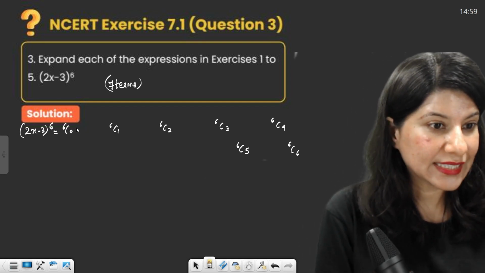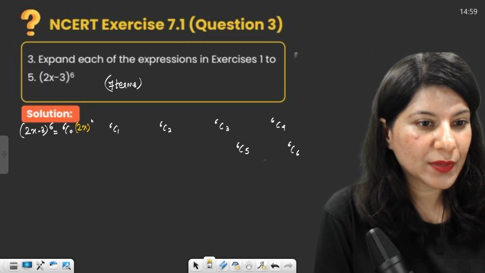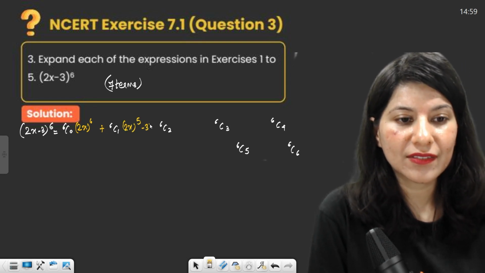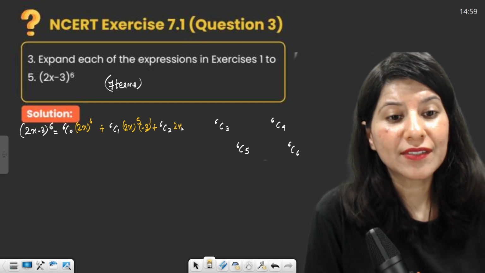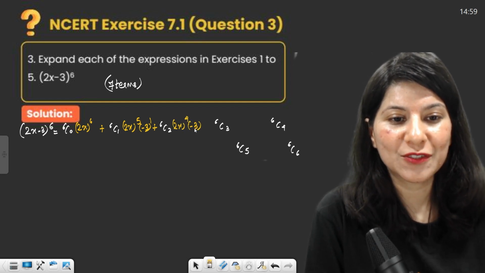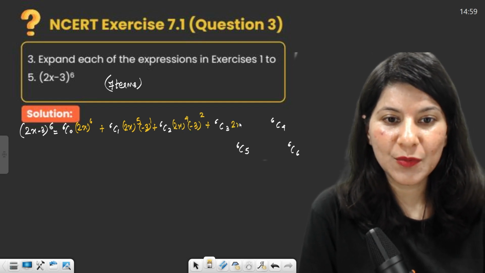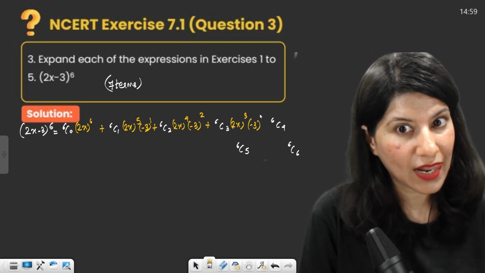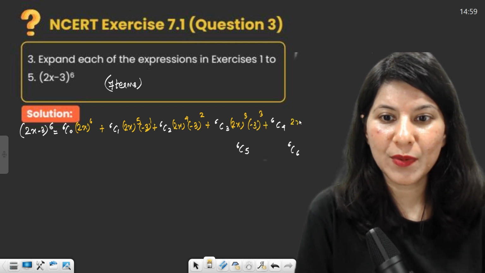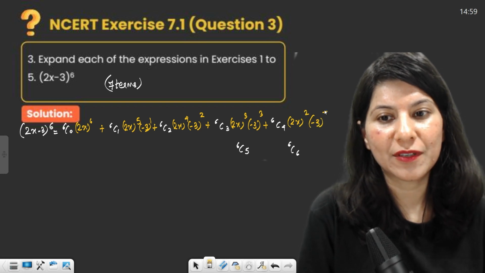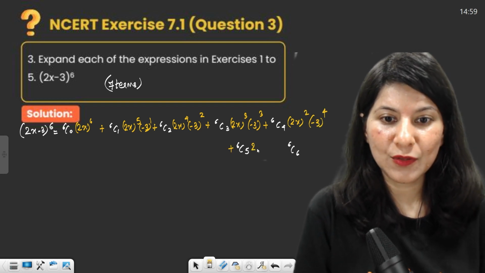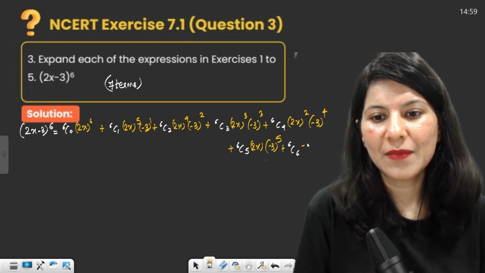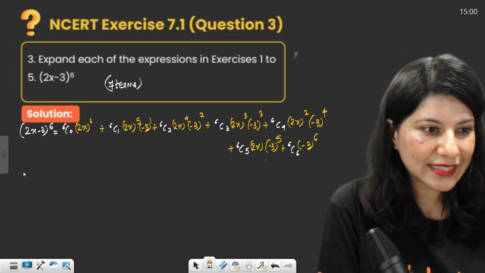Now, 6c0, 2x raised to power 6 plus 6c1, 2x raised to power 5 minus 3 raised to power 1 plus 2x raised to power 4 minus 3 raised to power 2 plus 2x raised to power 3 minus 3 raised to power 3 plus 2x raised to power 2 minus 3 raised to power 4 plus 2x raised to power 1 minus 3 raised to power 5 plus minus 3 raised to power 6. Now one by one let us solve.